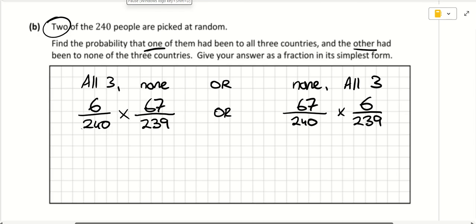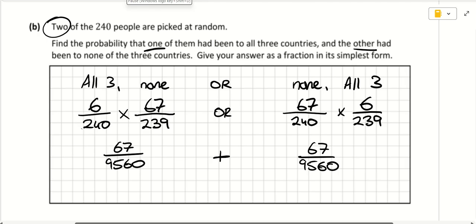Okay, multiply them on your calculator. Naturally enough, I can't do it in my head, but the answer is 67 out of 9,560. And then when you see the word or, you're going to add your probabilities. And this is also 67 out of 9,560. Okay, it just happens that way. These won't always be the same.